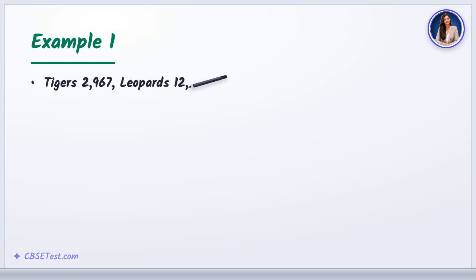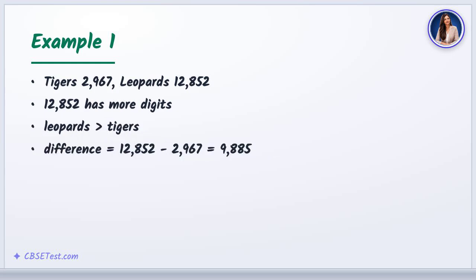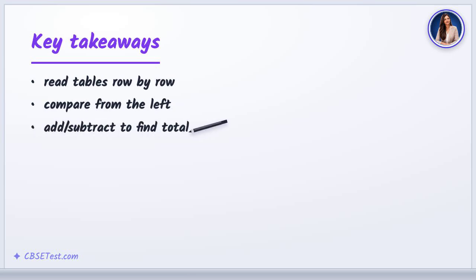If there are 2,967 tigers and 12,852 leopards, leopards are far more. The difference is 9,885. To recap, read tables carefully, compare numbers from the left, and add or subtract to find totals and differences.